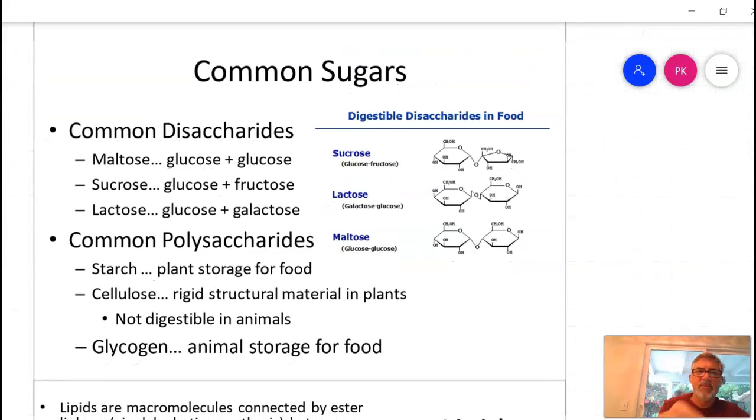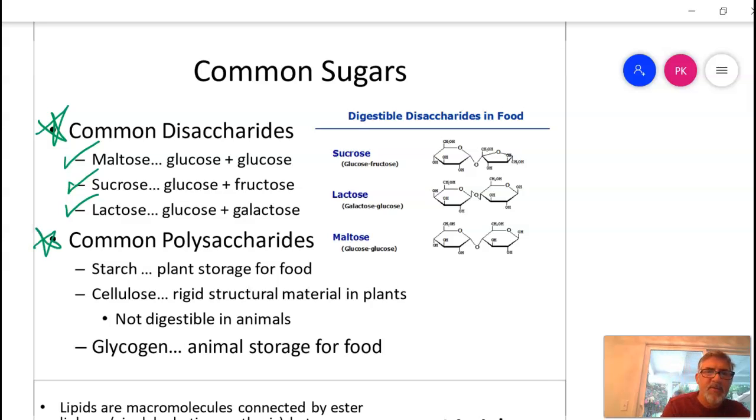So you need to know these names, so you should be writing these down. Common disaccharides: maltose is glucose plus glucose, sucrose is glucose plus fructose, and lactose is glucose plus galactose. So those are common disaccharides. You need to know those.